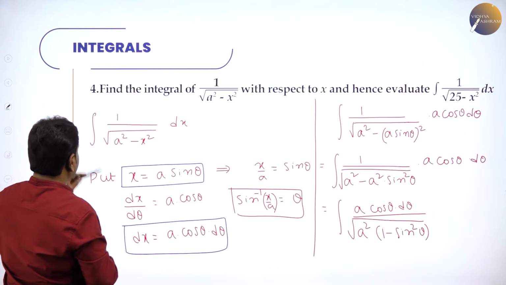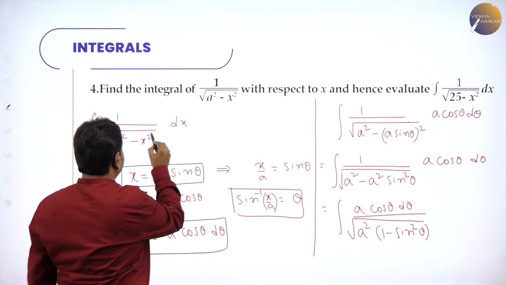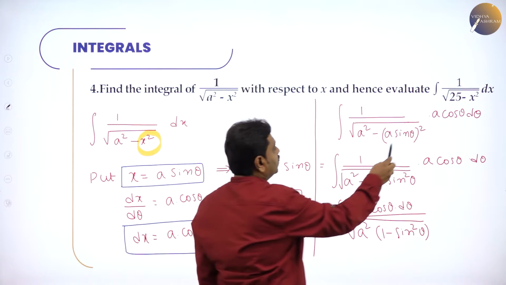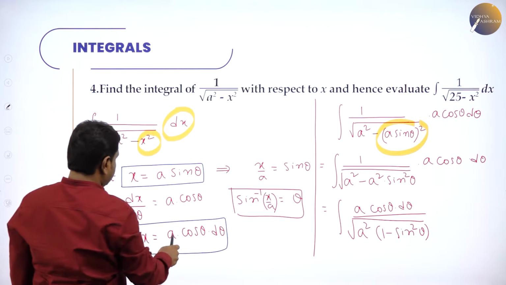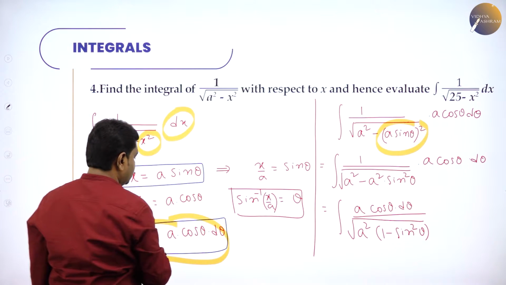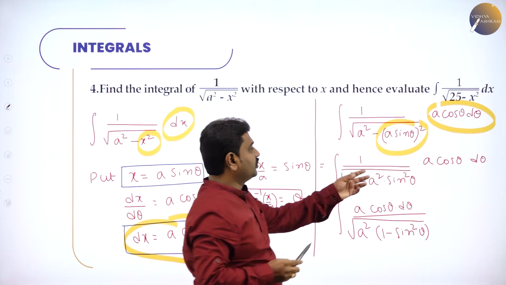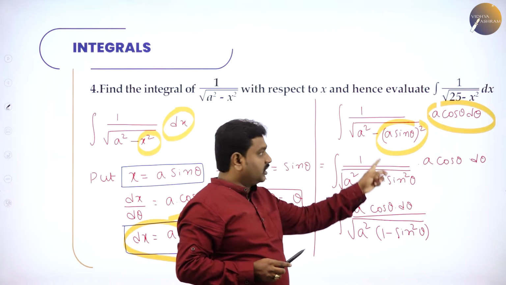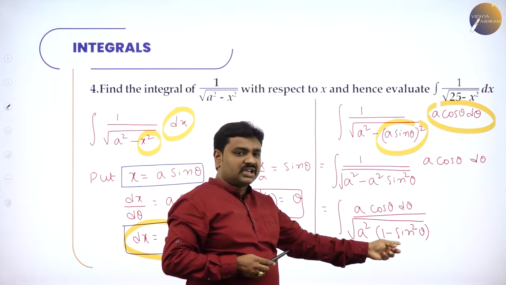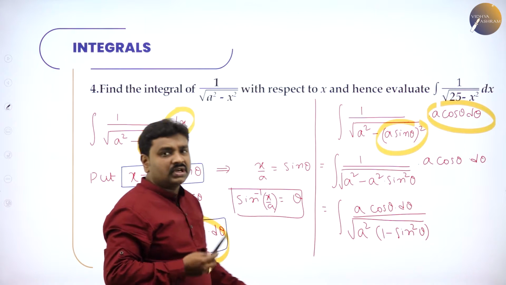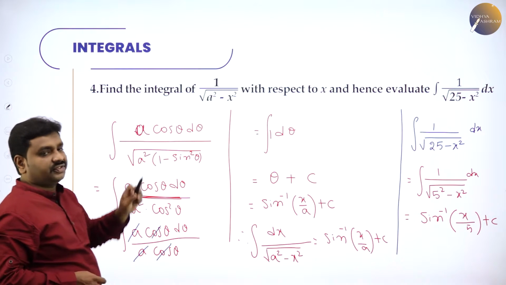So now, putting x as a sin theta, x square becomes what? A square sin square theta, and what is dx? Dx becomes a cos theta d theta. So these are the interesting substitutions. Then the problem reduces to a square minus a square sin square theta. In these two you can take a square common, so it will become 1 minus sin square. You know what 1 minus sin square is? It will become cos square theta. Then you can integrate and get the answer.